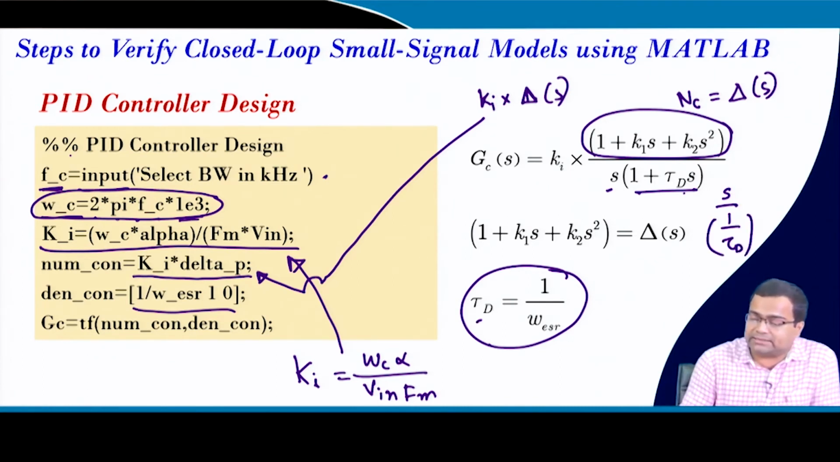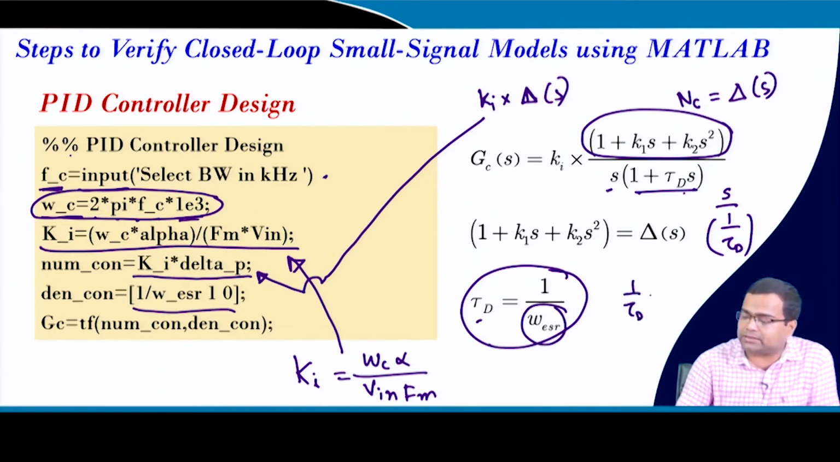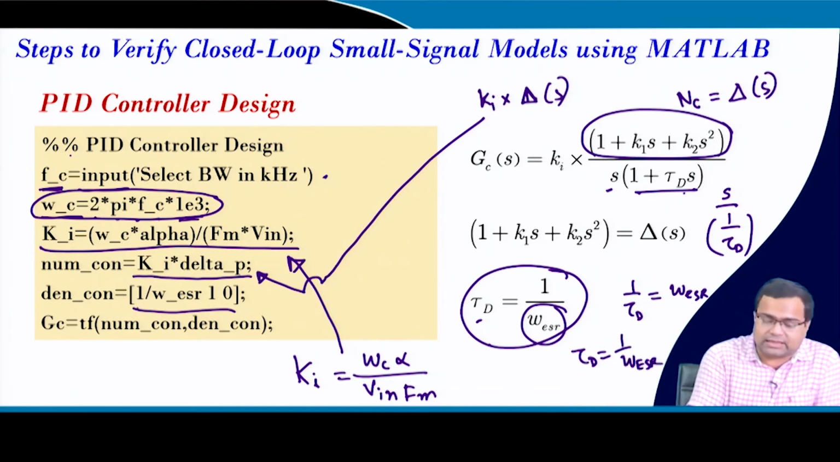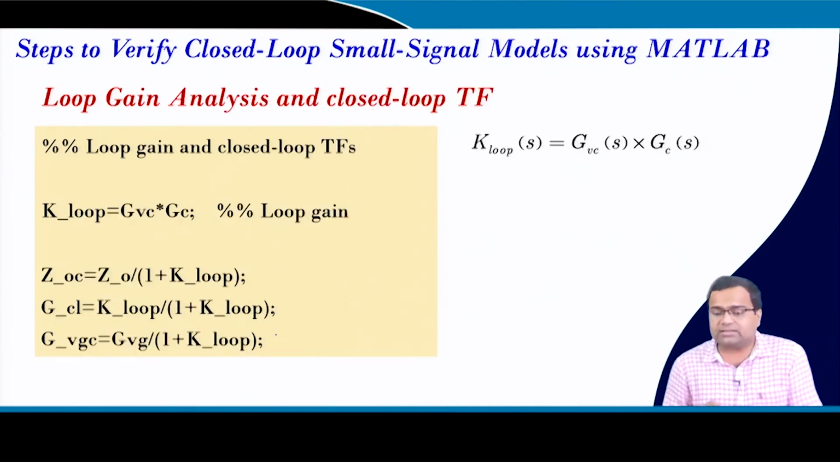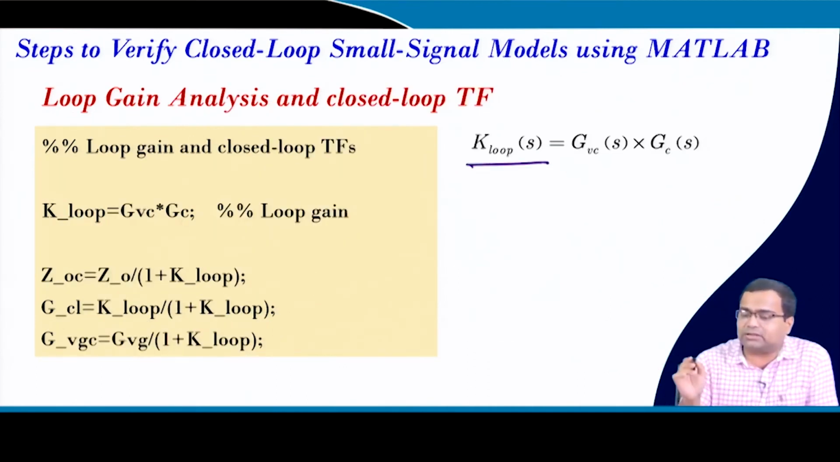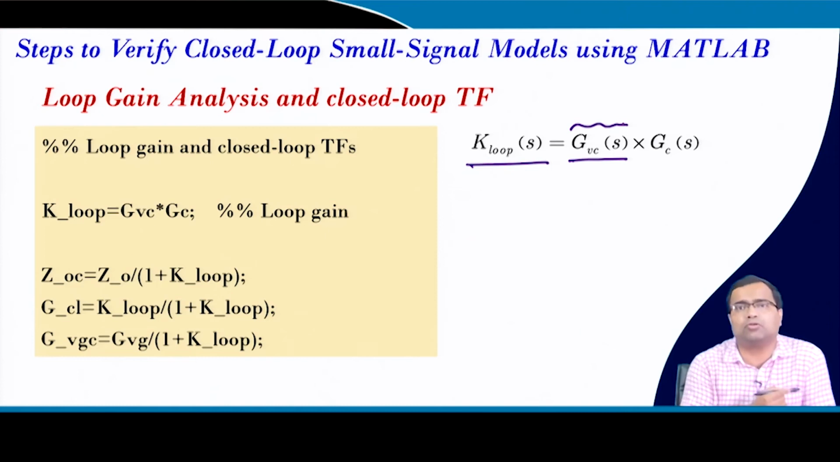So, the tau d is ESR 0, because we want to cancel, that means we are taking 1 by tau d to cancel ESR 0. So, here tau d is nothing but 1 by ESR 0. So, this is exactly here, and then the controller transfer function. Next, what is the loop transfer function? It is the control to output transfer function, which includes the modulator gain into the controller, right?